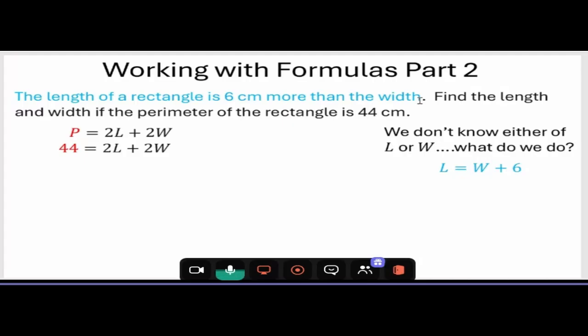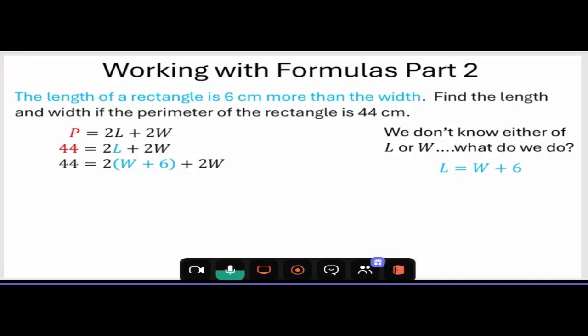And what we can do with that, this is technically called substitution. What we can do with that is we can look over at the equation, and where we see that L, we can say, hey, I can actually replace that L with W plus 6, because L is W plus 6, like so. And just like that, voila, we now only have one unknown variable in the equation.